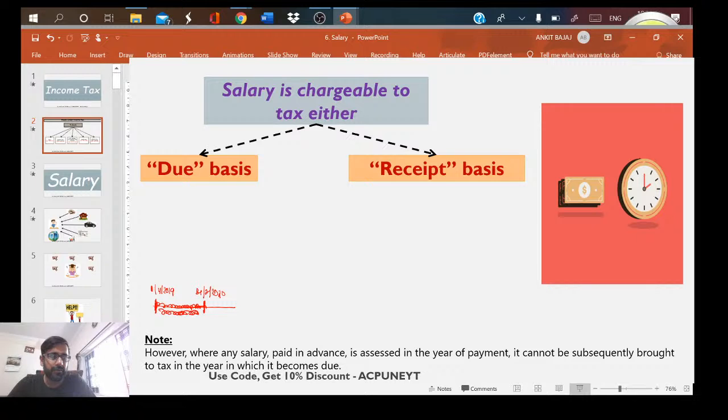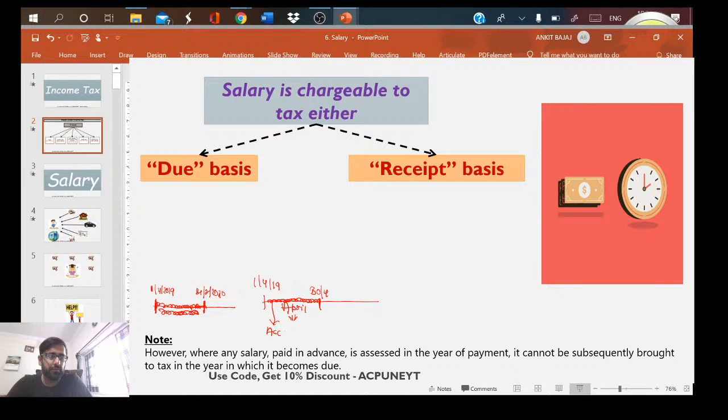Again, I am taking another example. Let's suppose you have joined the company on 1st April 2019. This is your first month, your April month, and you have provided services till 30th April. Once you have provided your services till 30th April, it means your salary got accrued. Your salary got accrued for 30 days.